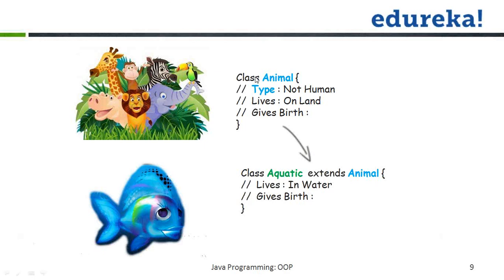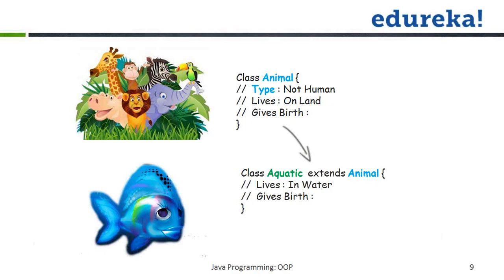Now, I was saying that we have got a class that is class animal. In that we provided a few attributes: type, it is not human, lives on land and gives birth. Similarly, now I created a class aquatic, and I extended animal. Whenever I have to inherit a particular class, I have to use the extends keyword.